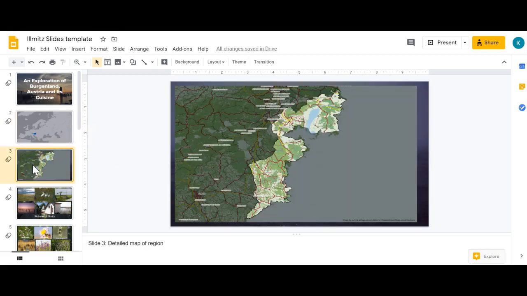And then you will have in the third slide a much more detailed map, and in this map you're discussing the actual region in that country where your dish comes from, which will be in my case a region called Burgenland.